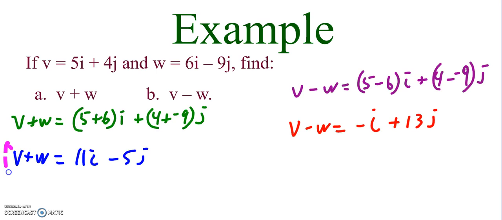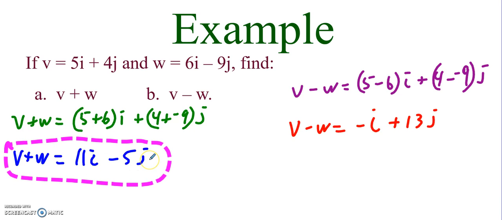All right, so hopefully you got that v plus w is going to be 11i minus 5j, and v minus w is going to be negative i plus 13j. And you can see our work here, just adding the components and subtracting the components. Keep in mind that initially we're always going to put a plus between the i and j, but in this case, since the j term came out to be negative, I changed that to a minus.